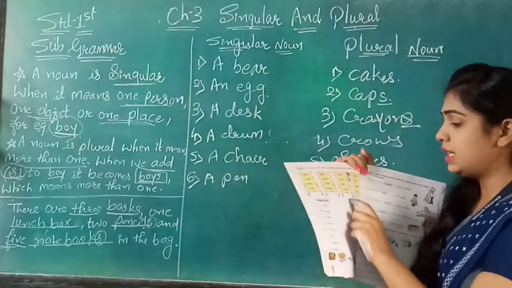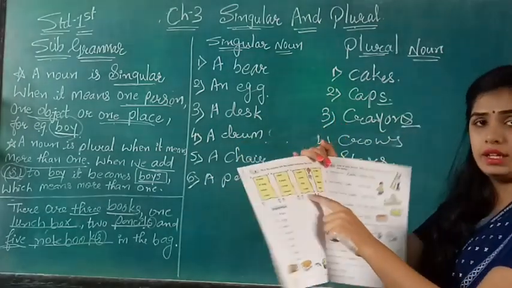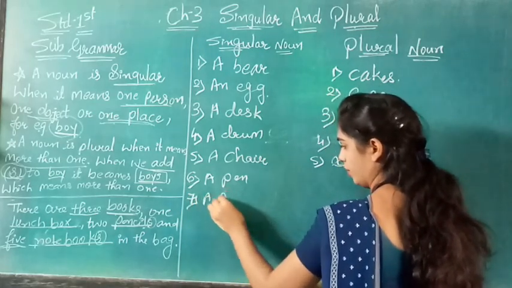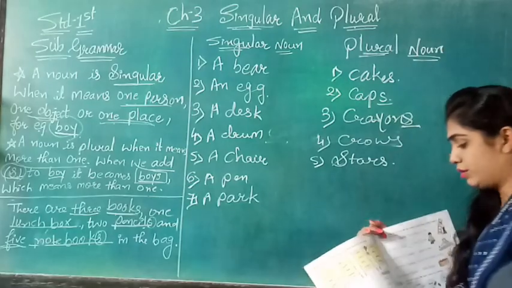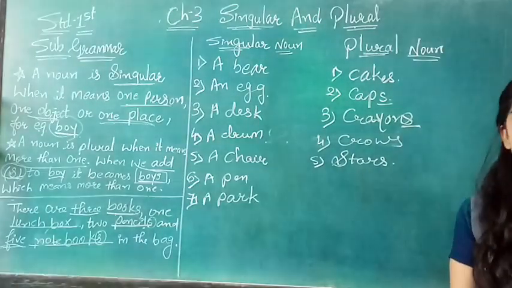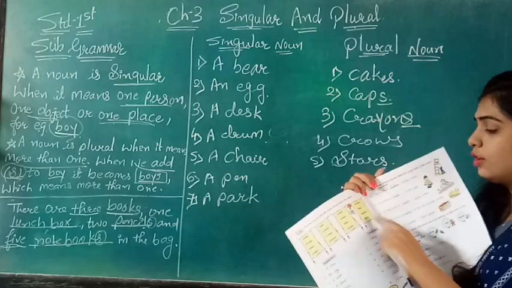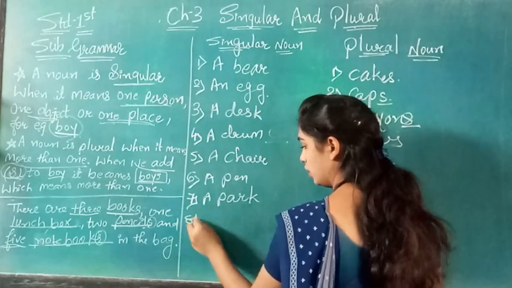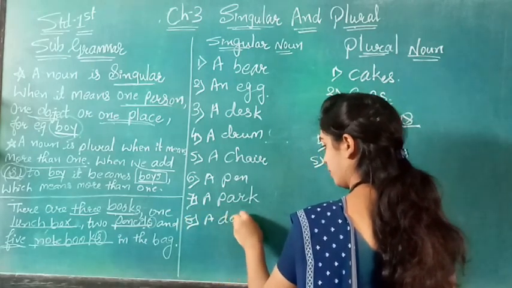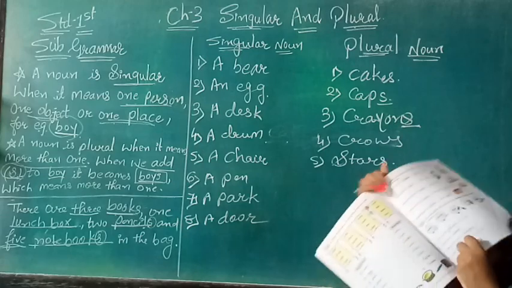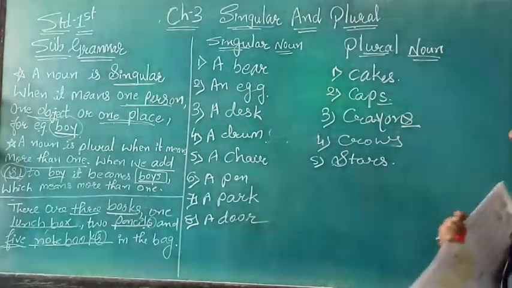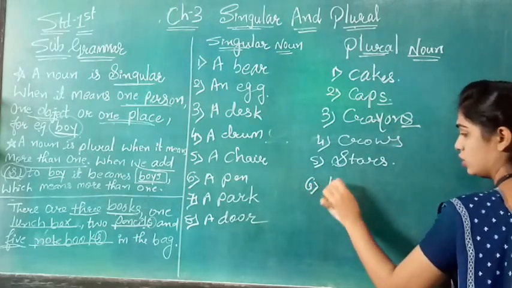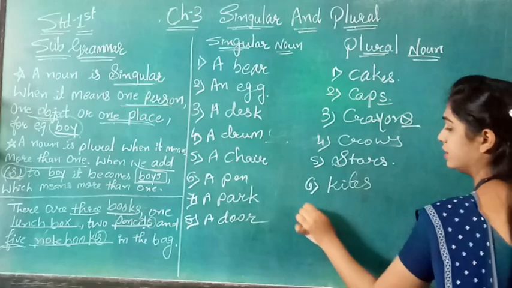Okay. Now see, last one it is given a park. Park is only one, children. So we will write here in singular. Now see, a door. Door means in your home you have a door, right? Door is only one here. So we will write it in singular. Understand up till here? Now see what is given? Kites. Kites means there are more than one kite. So again it will be in plural. So we will write here kites.